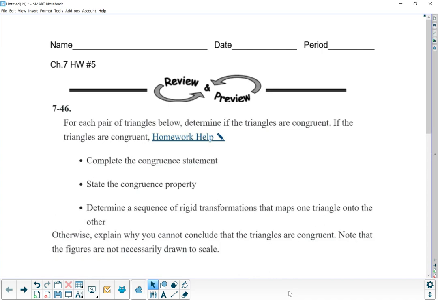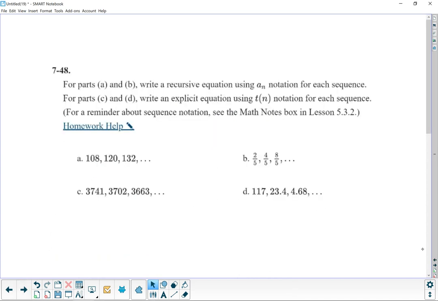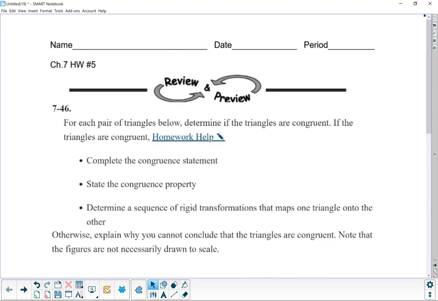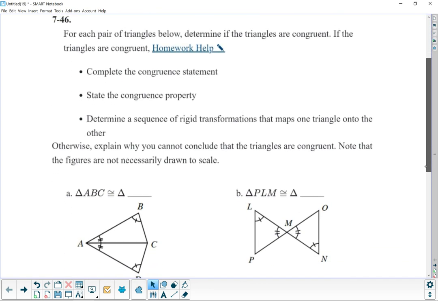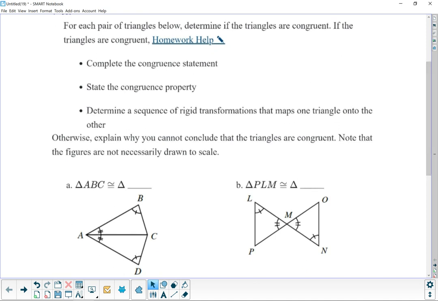Let's start with number 7-46. Each pair of congruent triangles below, determine if the triangles are congruent. If the triangles are congruent, state the congruence property. Determine a sequence of rigid transformations that maps one onto the other. All right. So for each of these, we need to first find out if they are congruent to each other.